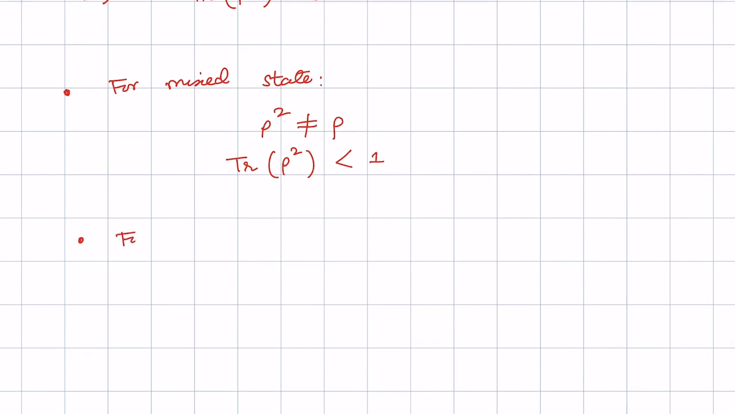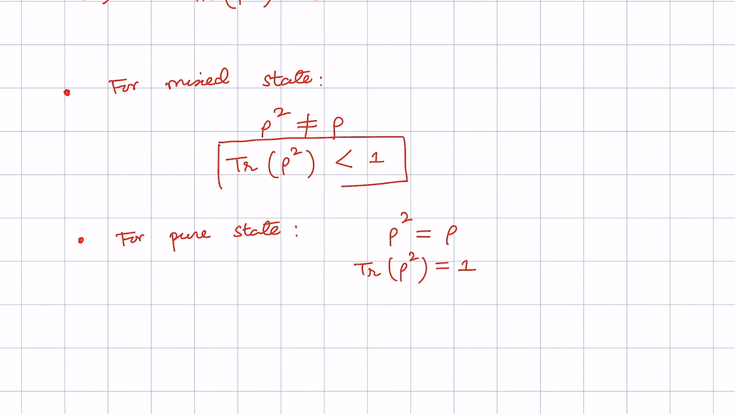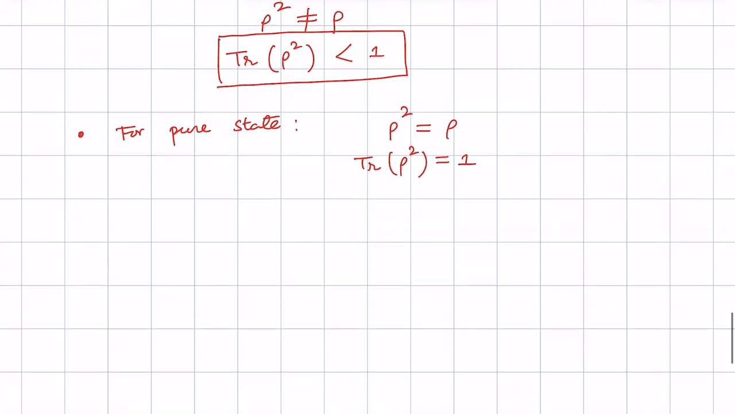And for a pure state, I must have rho square equal to rho, and trace of rho square should be equal to 1. That's the way we can distinguish whether a state is pure or mixed. In fact, this particular parameter, trace of rho square, is termed the purity of the state.